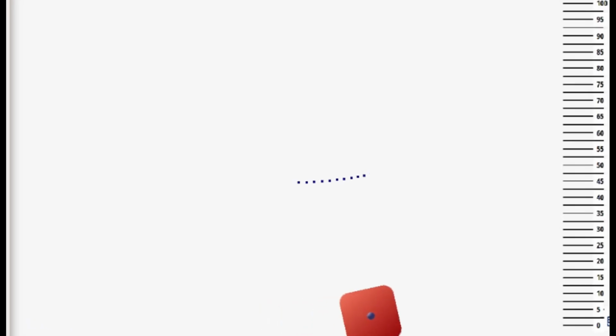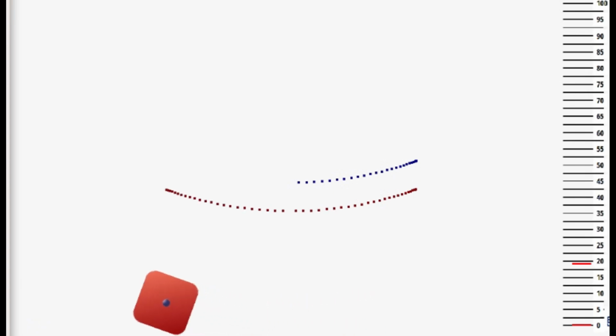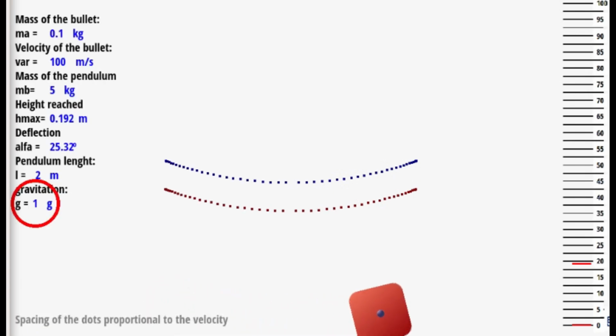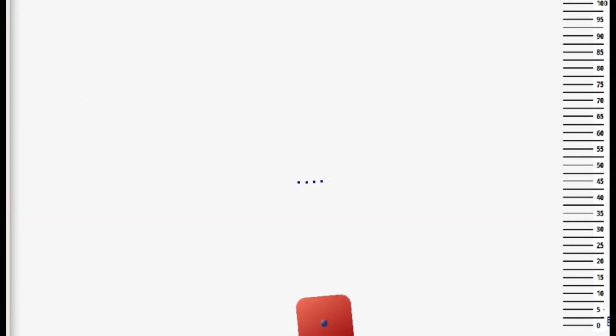In low gravitation, the pendulum has to go higher in order that the potential energy can equal the value of the kinetic energy that disappeared. In high gravitation, less height is necessary.